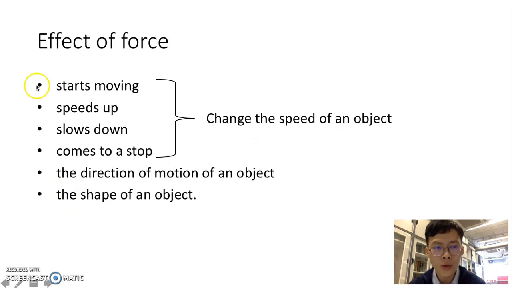And then you need to recognize some effects of force. For example, a force could help start moving. For example, when you kick a ball from rest, then the ball will travel along a distance, meaning it starts moving.